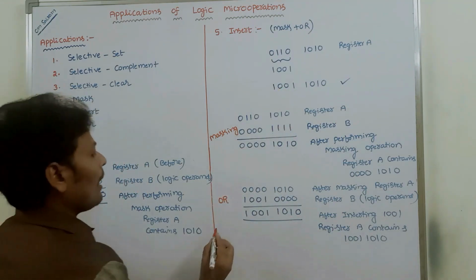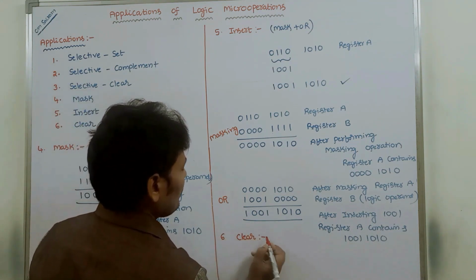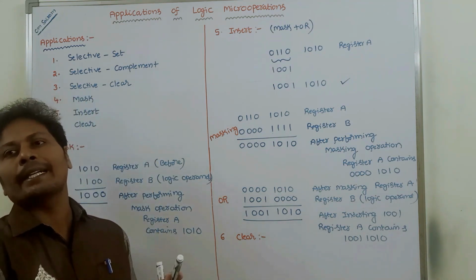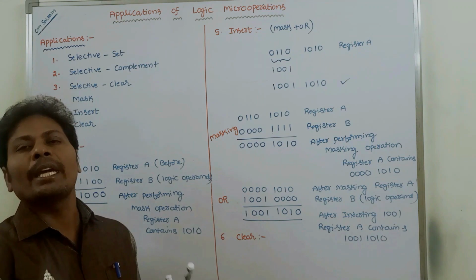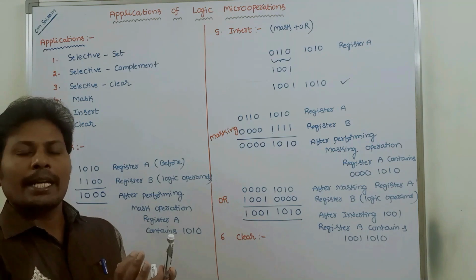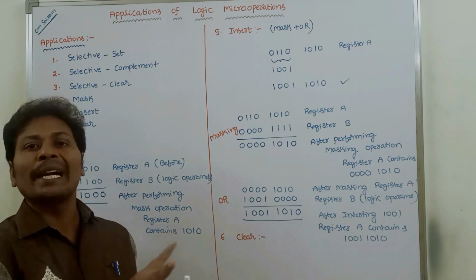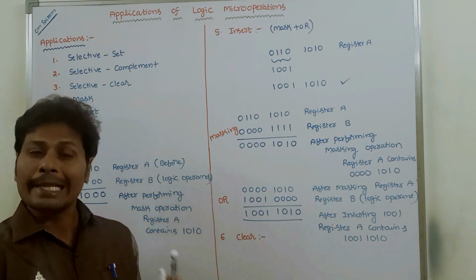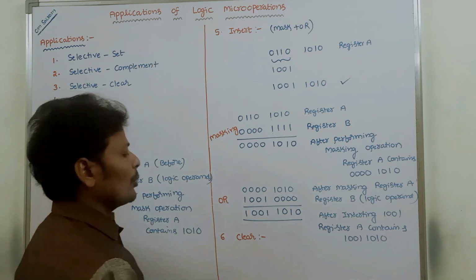Okay. And last operation, sixth operation is clear operation. Clear operation is nothing but when both the bits in register A and register B are same, then we have to put the 0 in the result. Okay. Register A contains 4 bits, register B contains 4 bits. The corresponding bits are compared. After comparing, both bits are same, then we have to put the 0 value. Okay. So how do it perform?